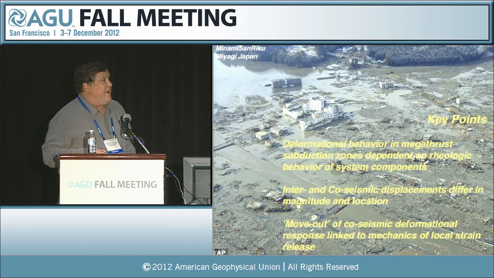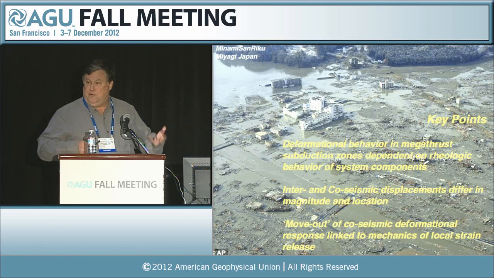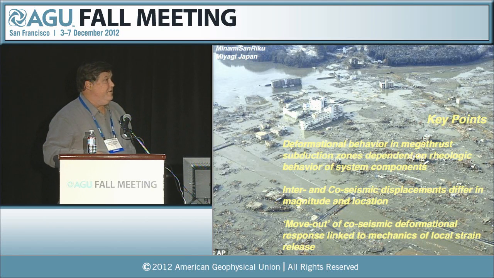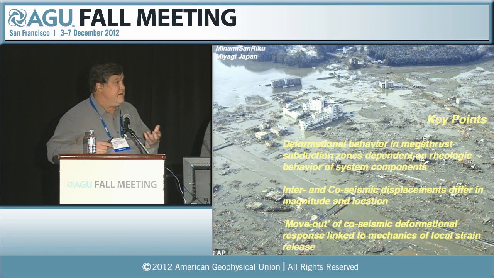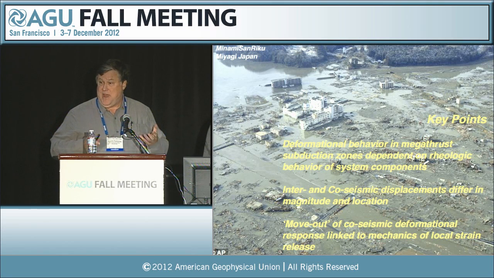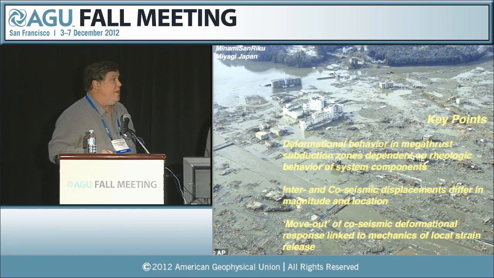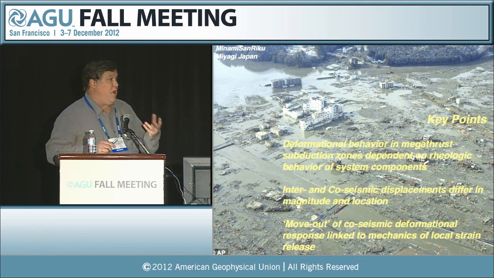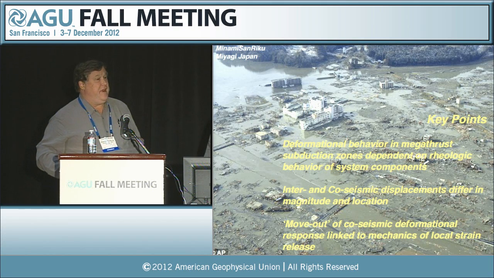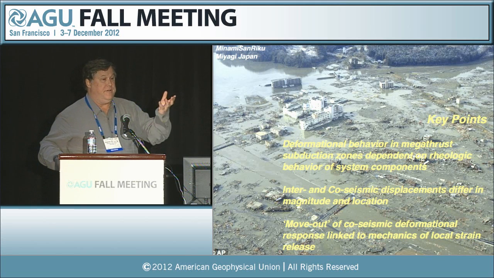I think it's important to recognize that deformational behavior is dependent on the relative strength or material properties of components. The inter- and coseismic displacements should be expected to differ in magnitude and location, but that can be useful, maybe something we can exploit. And the move out of the coseismic deformational response is probably linked to some of the mechanics of how it's being released, and by understanding that, we may be able to say something about the rheological strength of the upper plate.